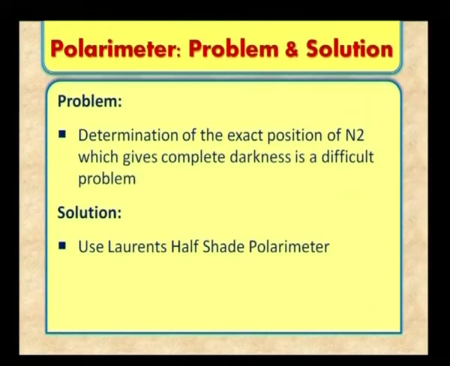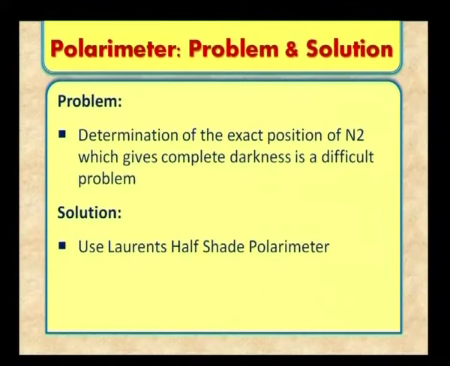Now, what is the problem when you are using a normal polarimeter? The problem is the following: determination of the exact position of N2, which gives complete darkness, is a difficult problem. N2, the second nickel prism, is the analyzer; the first nickel prism is the polarizer. You rotate the analyzer, which gives complete darkness. How will you say complete darkness? The definition of complete darkness is somewhat difficult.